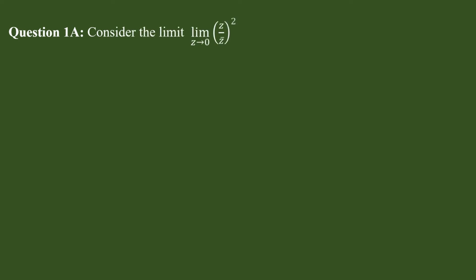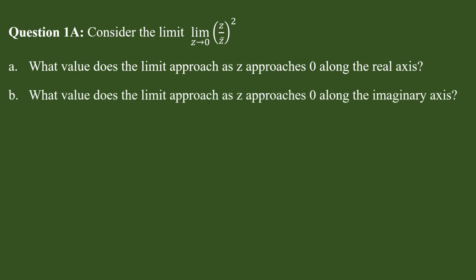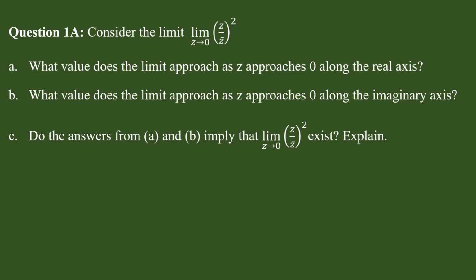So the question 1 was asked here. Consider the limit z tends to 0 of (z upon z bar) whole square. The question was given in different sections. First question is, what value does the limit approach as z approaches 0 along the real axis? Second is, what value does the limit approach as z approaches 0 along the imaginary axis? And on the basis of A and B, can we imply that the limit exists?